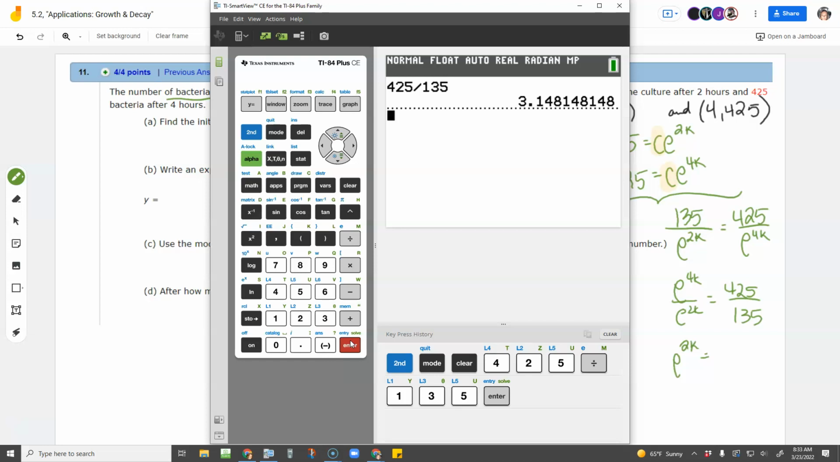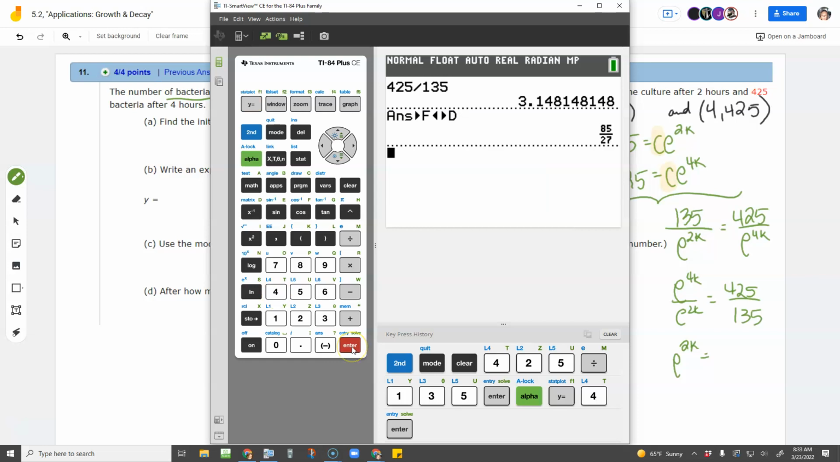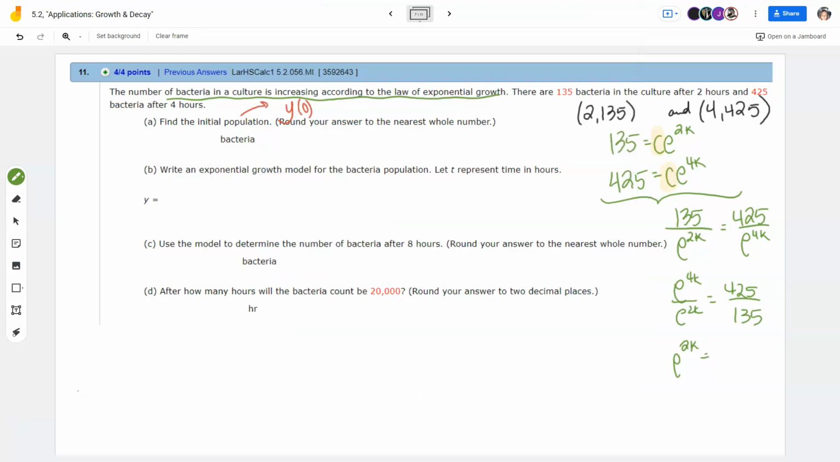But remember, alpha, y equals, change a fraction to a decimal to a fraction. As long as you're doing it right there in the moment, if there is a fraction, it should normally get it for you. 85 over 27 is going to be this fraction. Just to save you some time and mental energy, taking an ln of both sides, and then k is going to equal 1/2 ln of 85 over 27.